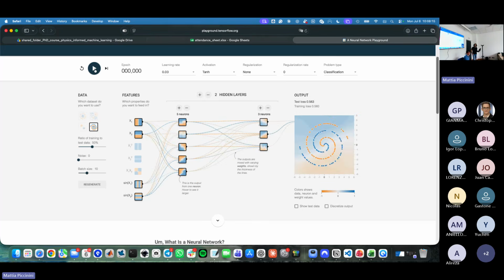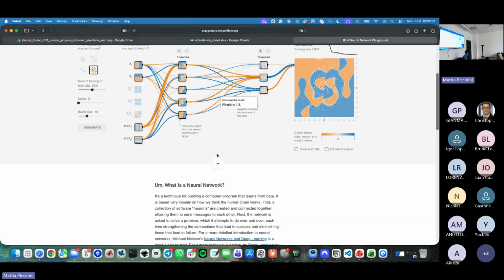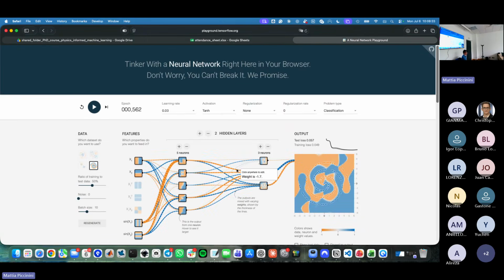So this is a very simple and stupid game, but I think you get a flavor of it. You can play around. It's quite a nice tool, and also you cannot break it, as they write here. So it's a safe sandbox in which you can play.